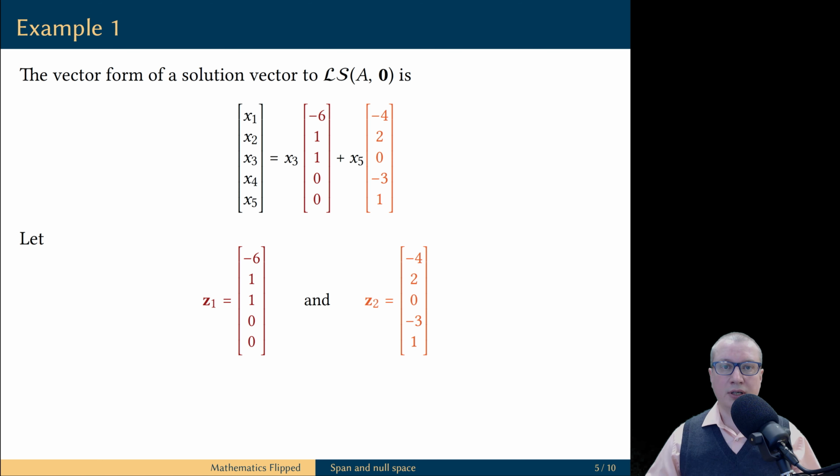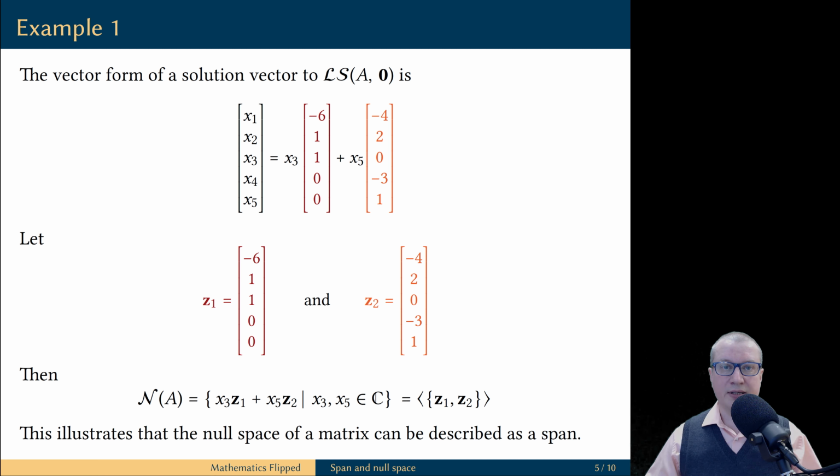Let's denote each of these vectors by some letter. So let's say the first vector is the vector z1 and the second vector is the vector z2. Then the entire solution set to the homogeneous linear system, which is the null space of the matrix A, can be described as follows. It is the set of vectors of the form x3z1 plus x5z2, where z1 and z2 are the given fixed vectors, while x3 and x5 are free variables. In other words, they are free to assume any possible values.